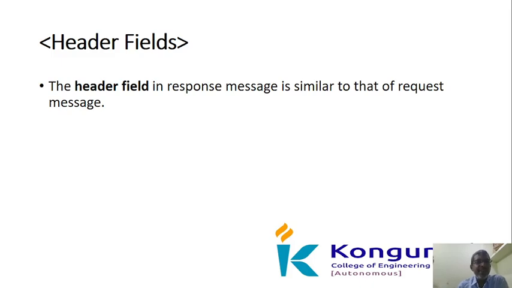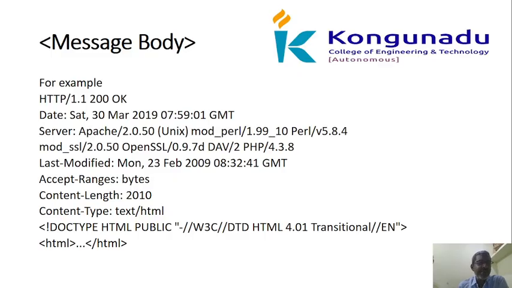The next one is the header field. The header field in a response is similar to the request message. The same thing will be repeated. This is the example we have seen. Here they gave the HTTP version, then the status code, and then the reason phrase for the particular status. 200 means it is OK. If it is 403, it is forbidden or the link is broken. These kinds of things will be present in the message body.